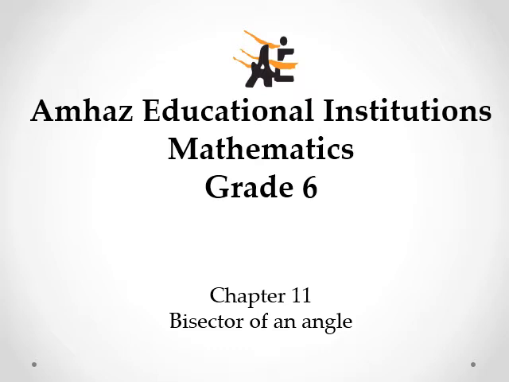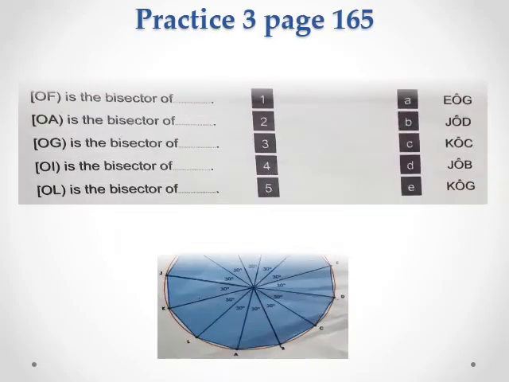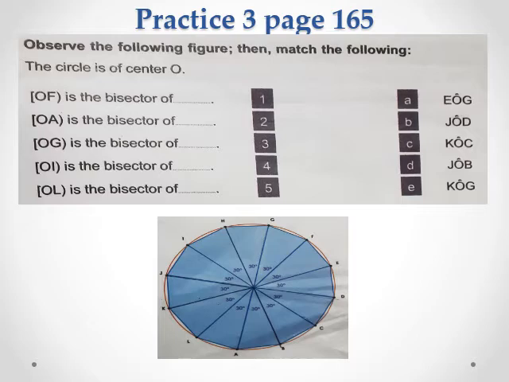Today we will solve exercises about chapter 11. Let's start with practice number 3, page 165. The question is: observe the following figure, the one that's below, then match the following. This is the center of the circle. It's divided into angles, each one of them equal to 30 degrees.